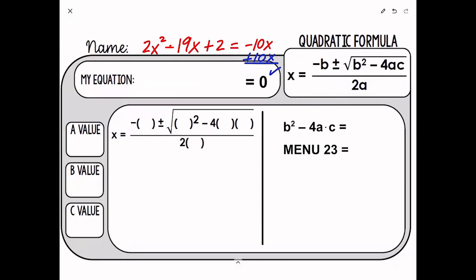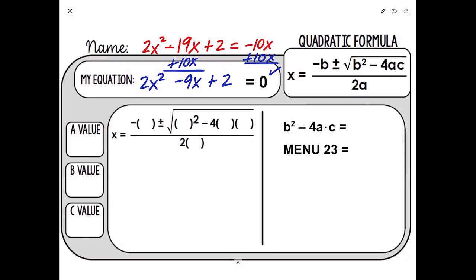And then over here, I'm going to add 10x to the negative 19x because they have the same terms. We can combine them. So a negative 19 plus 10x is going to be a negative 9x. The leading coefficient stays the same, and the constant also stays the same. So this is our new equation.